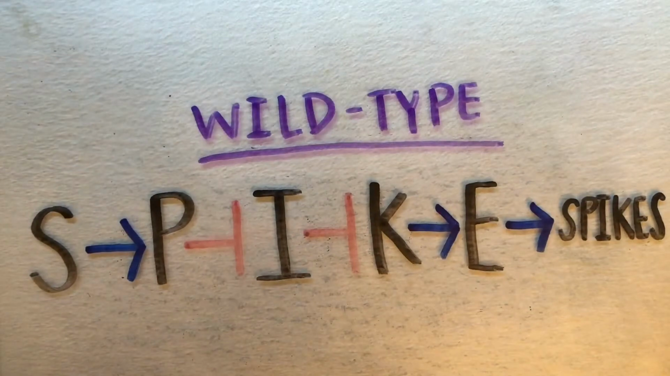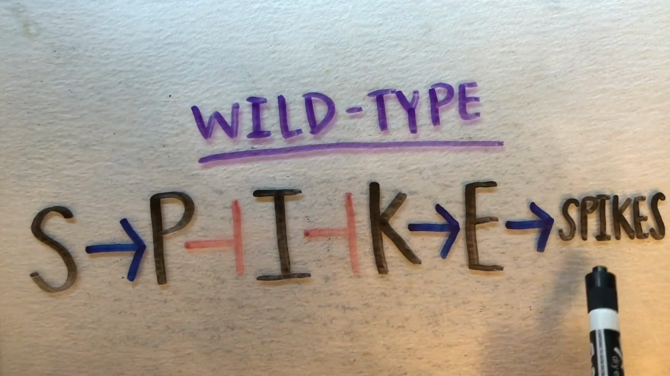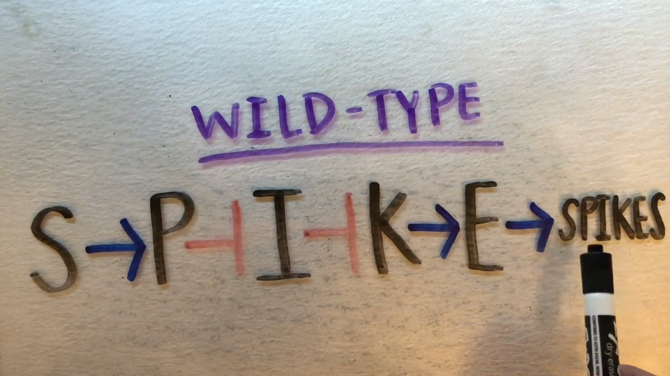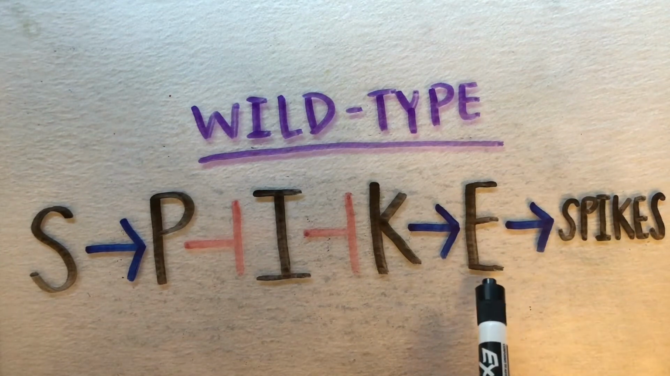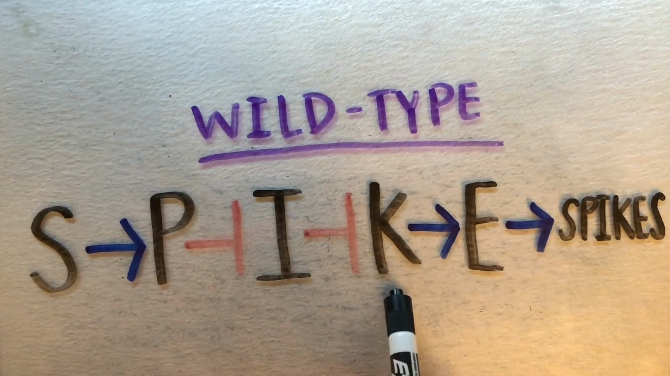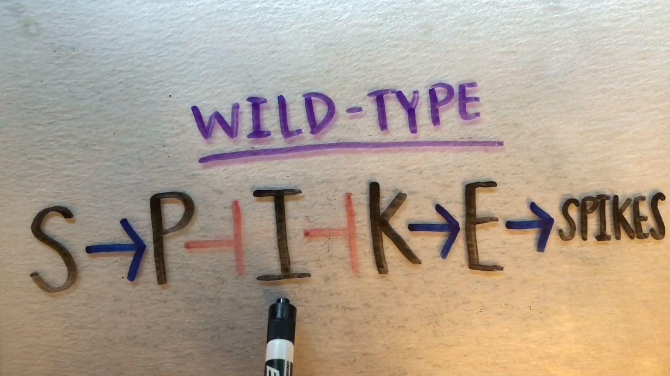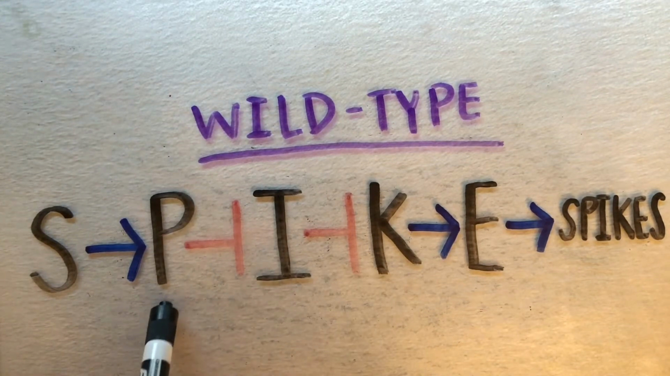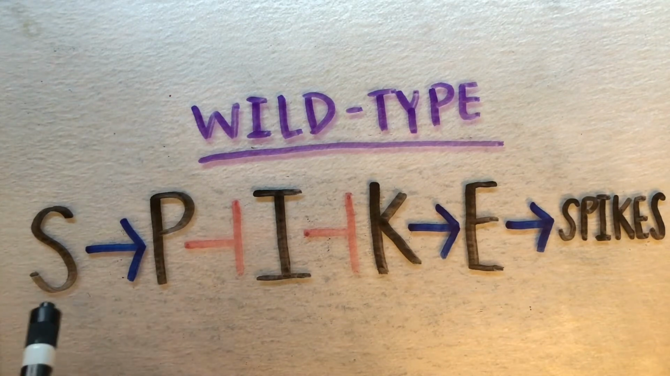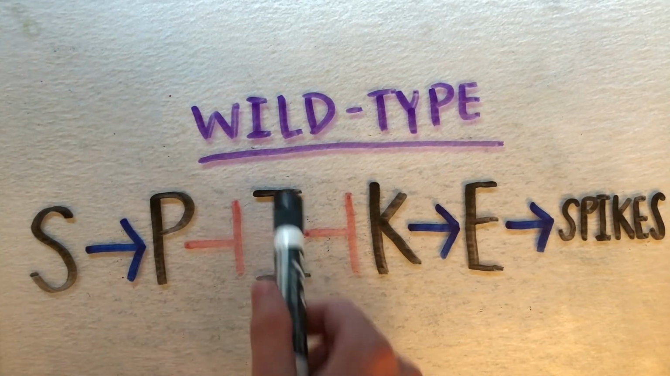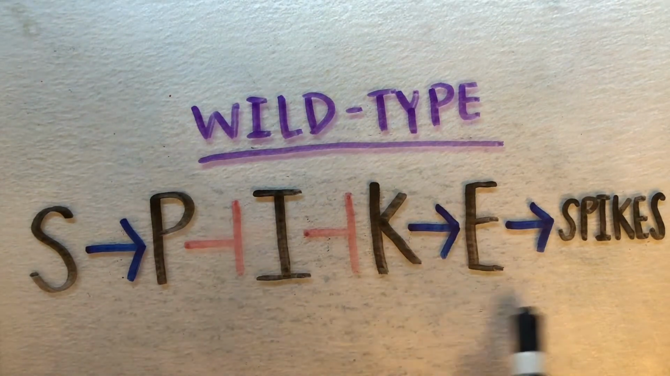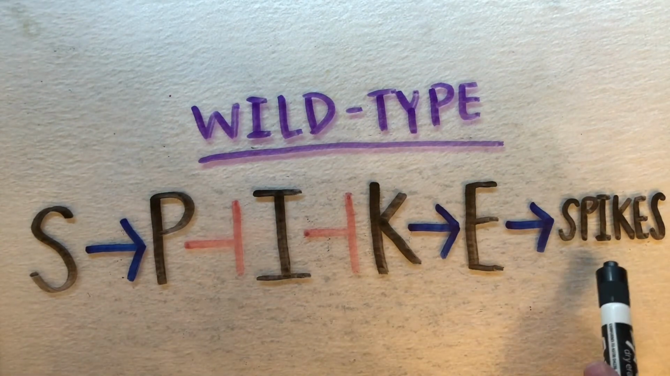Take this developmental network, for example, where the end product is the generation of spikes. Well, spikes are stimulated by gene E, and gene E is stimulated by gene K. Unfortunately, gene K is inhibited by gene I, but fortunately, gene I is inhibited by gene P, which is in turn stimulated by gene S. So in the wild type scenario with this entire gene developmental network, spikes will be generated.